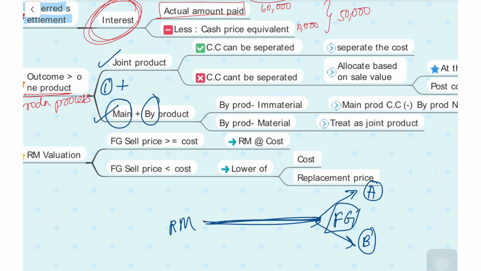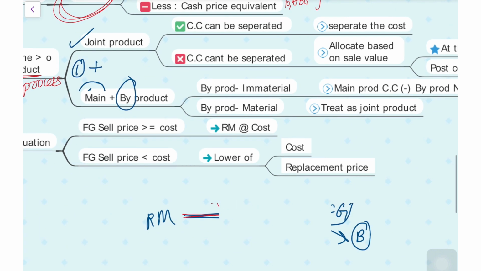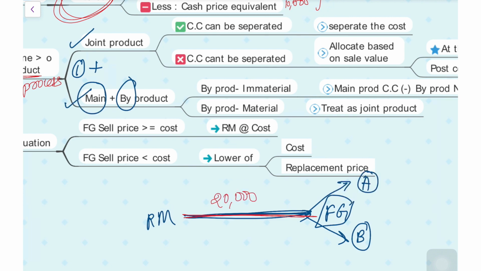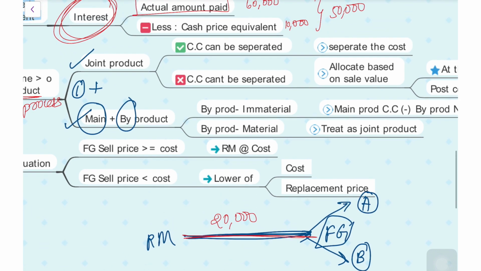Now suppose you have a conversion cost of 20,000 rupees. How are you going to split it between both the products is the question here. Suppose the 20,000 rupees is easily identifiable, that on A you spent this much only, and on B you spent this much only, then directly separate the cost. If the conversion cost can be easily separated, separate the cost and account for it.